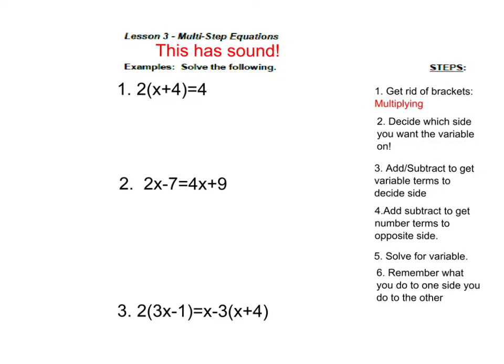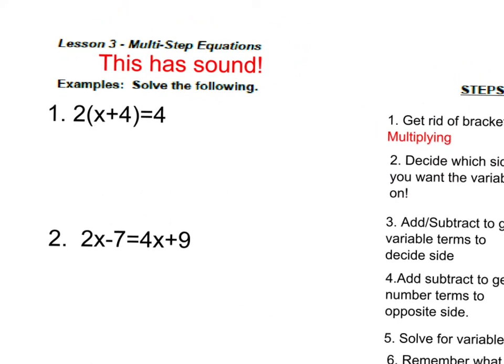For question number 1, we have the following: 2(x plus 4) equals 4. Now, we have to get rid of the bracket by distributing the 2 that's in front of the bracket, and we end up with 2x plus 8 equals 4. Now, we decide which side we want the variable on. In this case, I want it on the left side. So we're going to take off 8 from the left side of the equation and move it over to the right side of the equation by subtracting 8 from both sides.